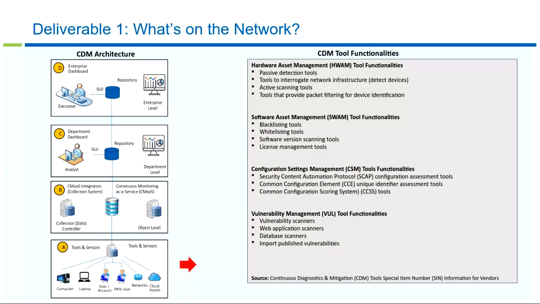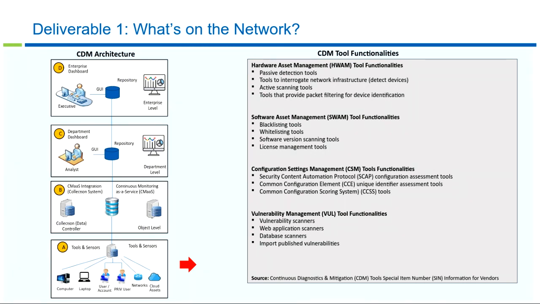So what are the tools and functionalities that focus on what's on the network, which is the first deliverable? The focus again here is on level A, the tools and sensors. Without these tools and sensors, we could not get integration, we could not get dashboards at the agency or the federal level. So these are the tools and sensors for hardware asset management. We have passive detection tools. We have tools to interrogate network infrastructure to detect devices. We have active scanning tools. We have tools that provide packet filtering for device identification. And all these functions of tools have been integrated into the blanket purchase agreement. So any tool that's been approved for use has these capabilities for hardware asset management built in.